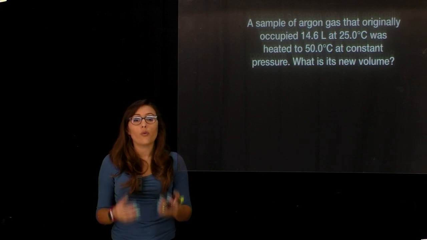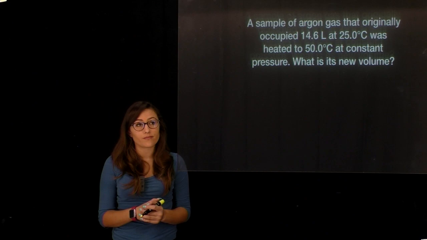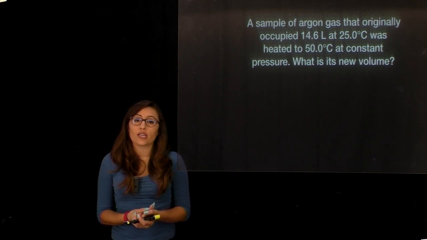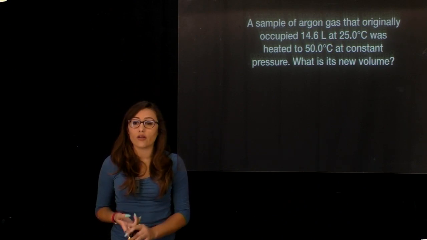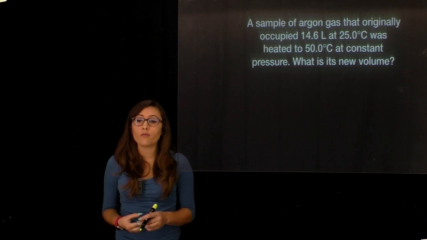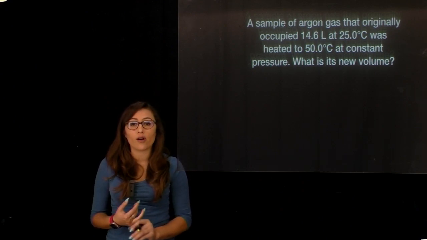The following question states a sample of argon gas that originally occupies 14.6 liters at 25 degrees Celsius was heated to 50.0 degrees Celsius at constant pressure. What is its new volume? So we know we are looking at an increase in temperature and we have to find its new volume. They give us our initial volume and our initial temperature, and they give us our final temperature, and we have to find that final volume.